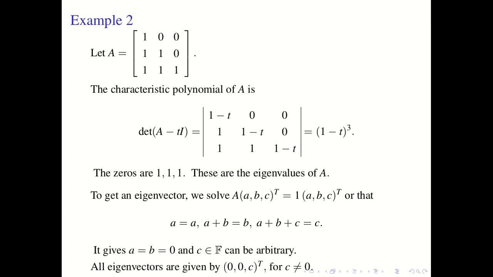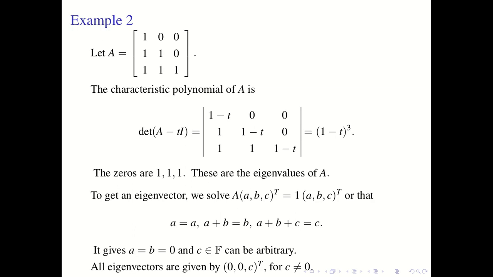Let's take one example. Let A be equal to the matrix with rows 1 0 0, 1 1 0, 1 1 1. Then the characteristic polynomial is determinant of this 3 by 3 matrix A minus tI, which is equal to (1 minus t) the whole cube. So the zeros of this polynomial are 1, 1, 1, and these are the eigenvalues of A.